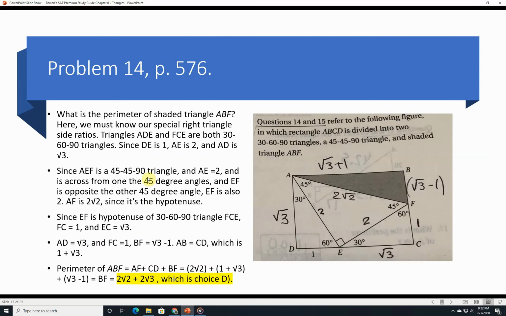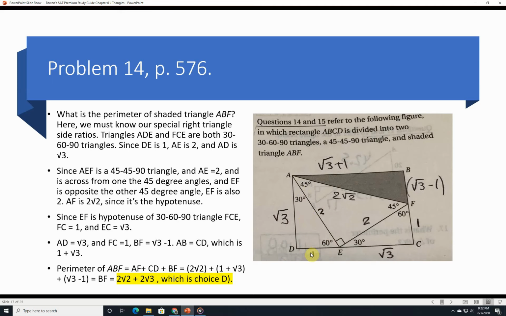Problem 14. What is the perimeter of shaded triangle ABF? Well, here we must know our special right triangle side ratios. This problem is all about the triangle side ratios for these special right triangles. Luckily, there really are only 2 you need to know for the SAT, and they're the only ones they use here.